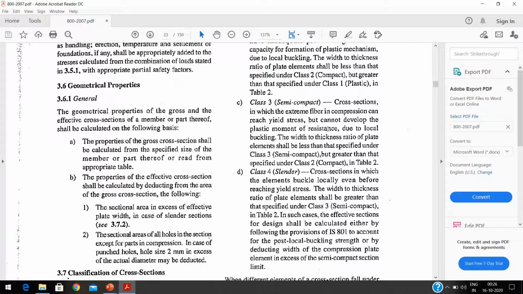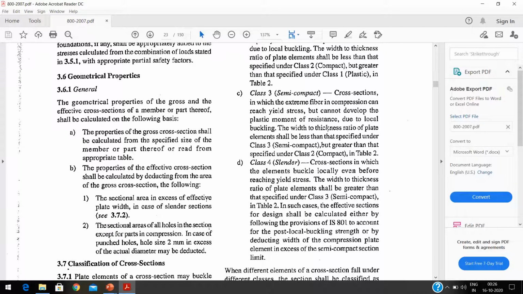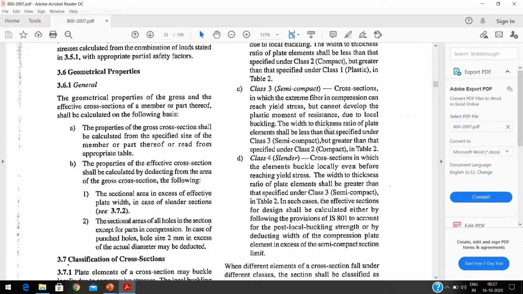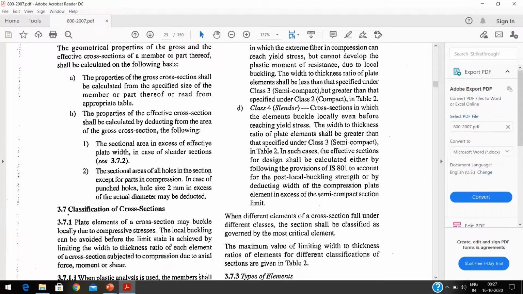In class 4, the cross section in which the element buckles locally even before reaching the yield stress, the width to thickness ratio of the plate element shall be greater than that specified under class 3 in table number 2. In such cases, the effective sections for design shall be calculated either following the provisions of IS 800 to account for the post local buckling strength, or by deducting the width in the compression plate element in excess of the semi compact section limits.